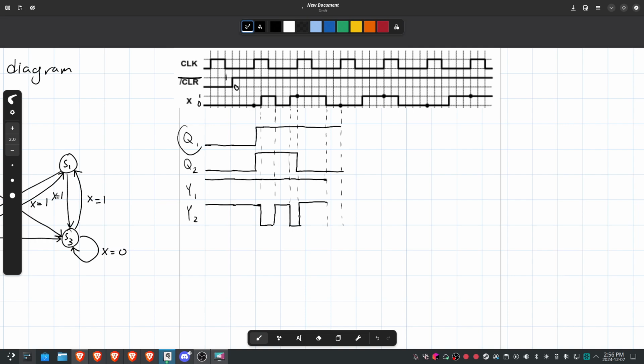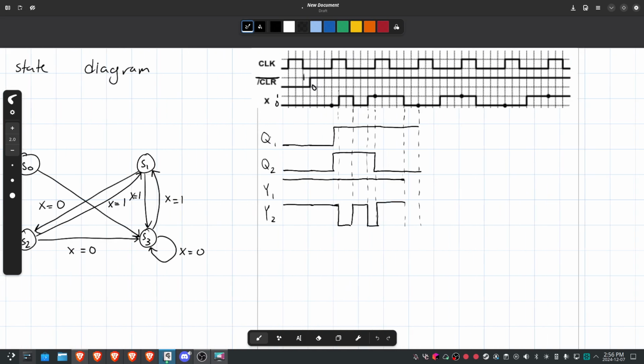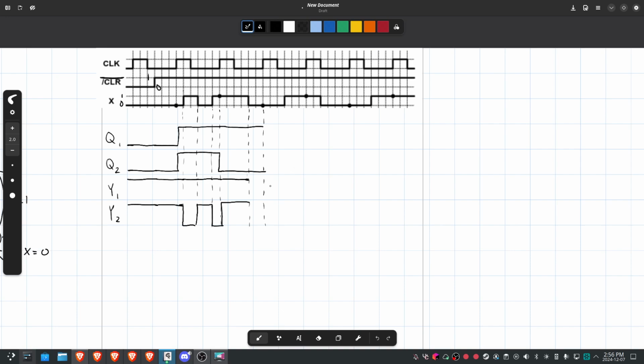So now we're going to have Q1 is 1, Q2 is 0, and X is 0. We have Y2 is 1, and Y1 is 0. So this is going to remain at 1, and Y1 is going to drop down to 0. Now we hit the rising edge. Once again, we're going to copy Y1 and Y2 to Q1 and Q2.